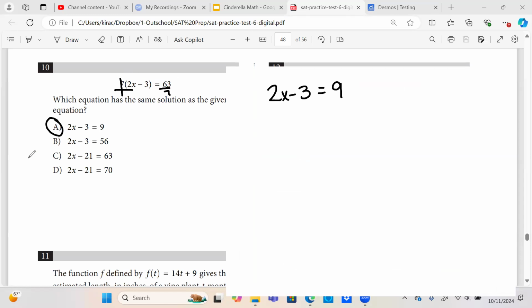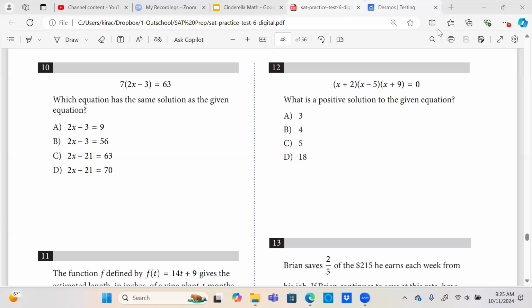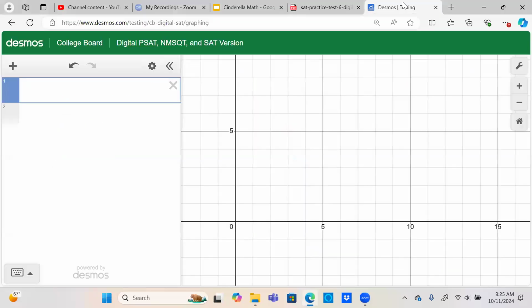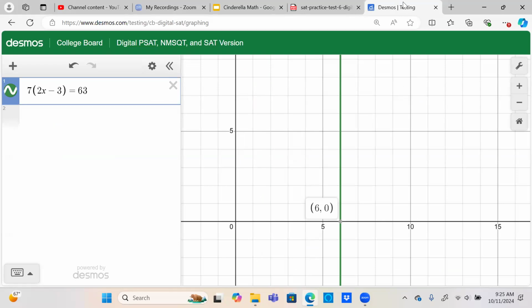The other option, and I don't know if this is any faster, but I will show it to you, is to go over to Desmos and let's type the original, which was 7 times 2x minus 3 equals 63. And then we can see the answer is 6. That straight line coming down at 6. We just care about the x value. And then just start typing the choices.